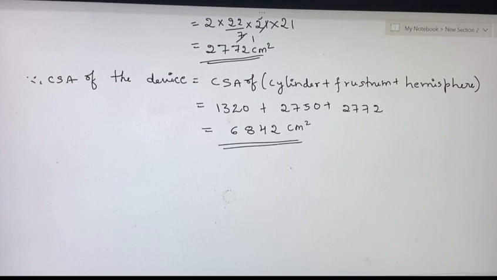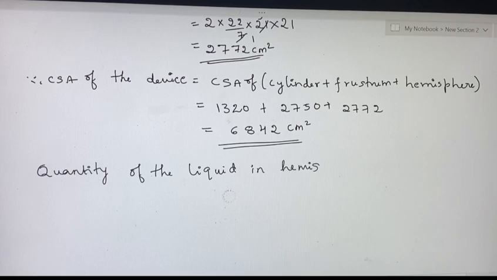Now they have asked another question, that is the quantity of the liquid in the hemisphere. When they ask for the quantity, because it is a liquid, whenever liquid comes in the picture, it's nothing but volume. So this is nothing but the volume of the hemisphere.